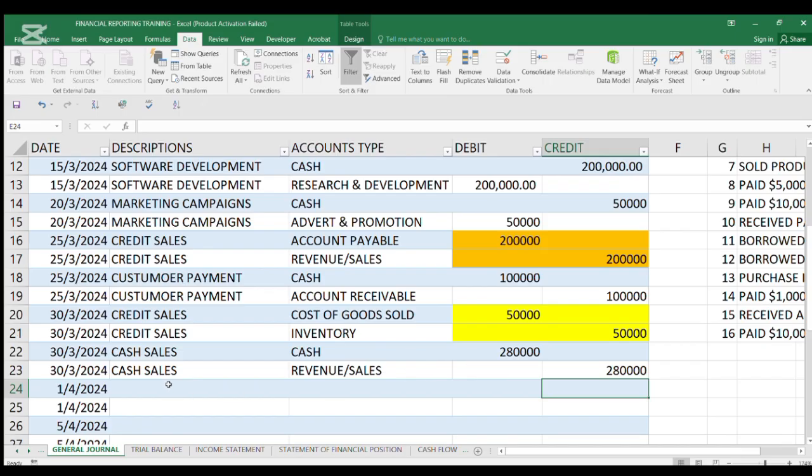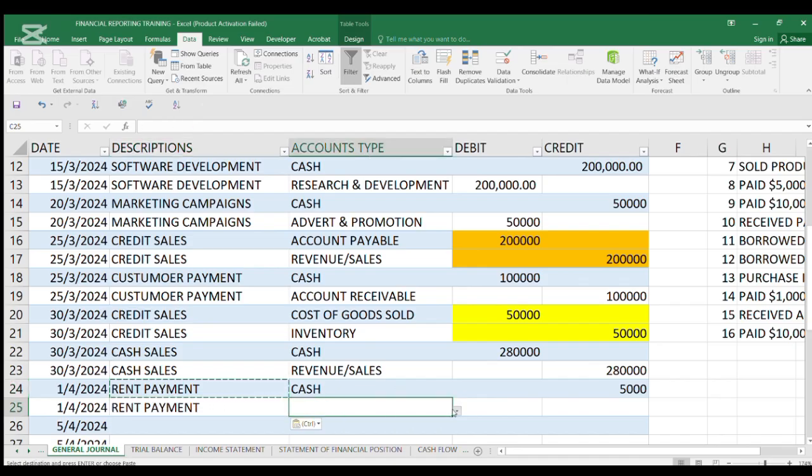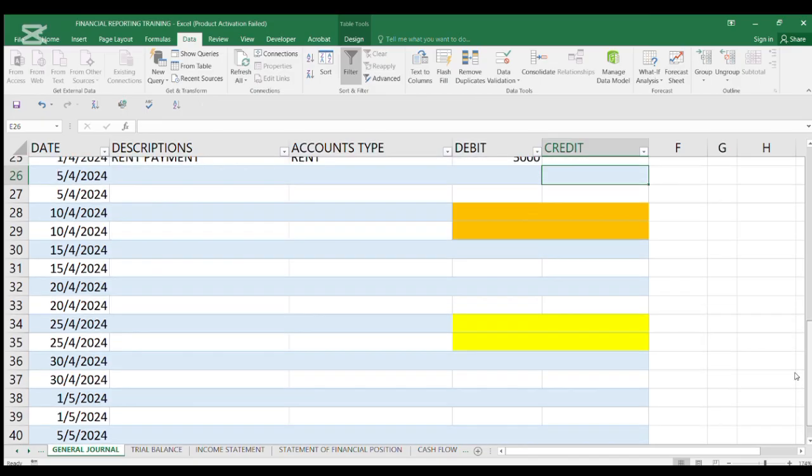Now the next transaction says he paid $5,000 as monthly rent. Now he paid, so cash account of course to be credited and rent account to be debited. So rent payment, we type rent payment. Select cash account, which is to be credited with $5,000. Then we'll repeat the same rent payment. Here the rent account is to be debited. This is the rent account. We debit it with $5,000. Alright, so let's move ahead. We'll soon be done with this.